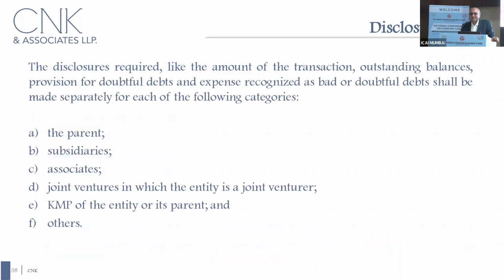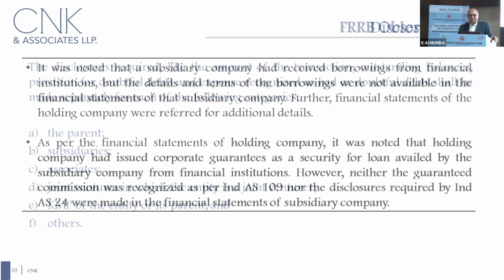The disclosures required can be made separately for each of the categories. Parent, so this is that aggregation. So if I make payments to a parent, subsidiary, associate, joint ventures, I can aggregate them. So when I say KMP, I can aggregate some of the payments or things which I'm related party transaction to, each of these persons who are there.